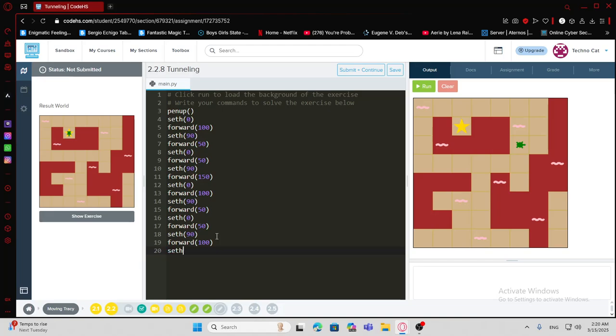And then she's going to face to the left, which is 180 degrees. And now she should be up in this corner, so that's 50, 100, 150, 200. And then she's going to face down, which is 270 degrees. And then move forward one last time, 50 pixels.